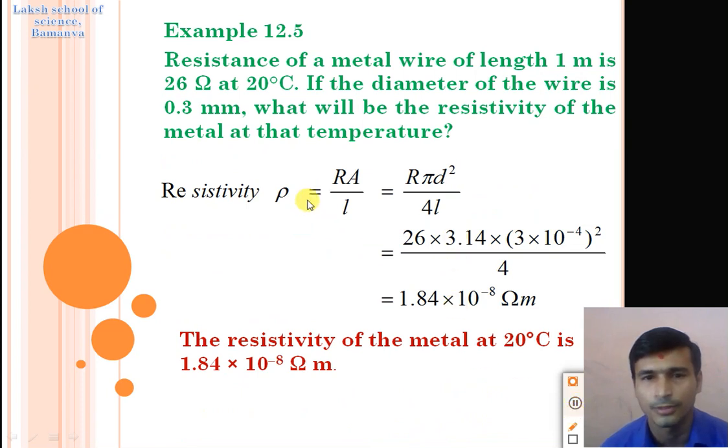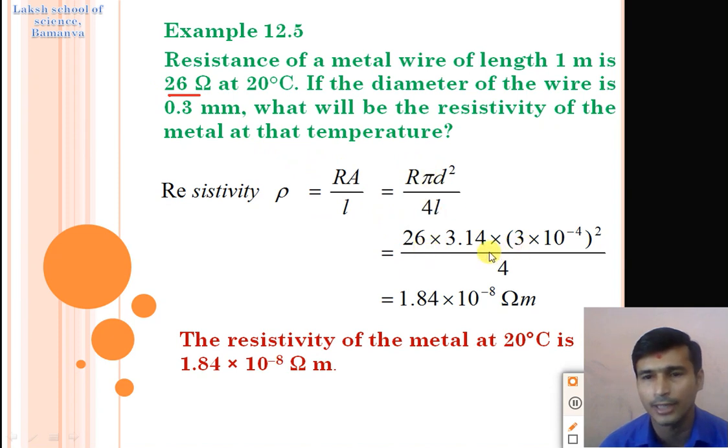So from the formula, resistivity rho is equal to RA divided by L. Instead of A, we place pi d square by 4. We get the formula of the resistivity: rho is equal to R pi d square by 4L. Instead of R, what is the value of R? Resistance is given to you as 26 ohm. So instead of R, we place 26.